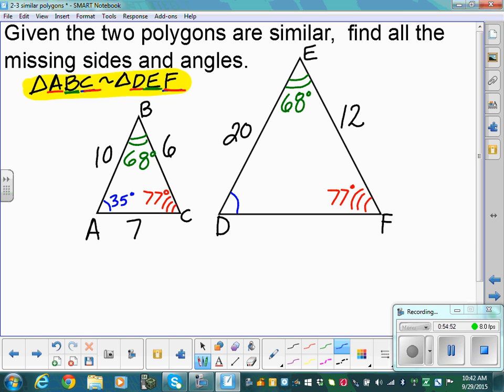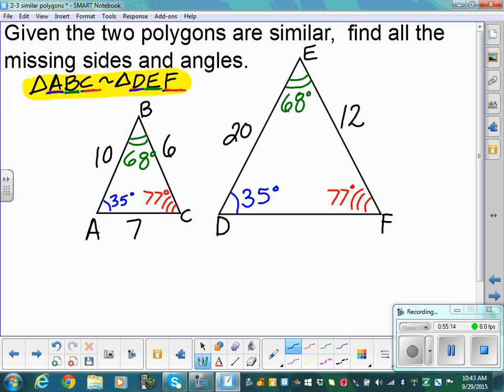Oh, the angle D now. How do you find angle D? It's 35. How do you know it's 35? Good. D and A are corresponding angles, thus they are equal. So 35, if A is 35, B is also 35. Does everybody see how I filled in all my angles? Any questions? That part's the easiest part.